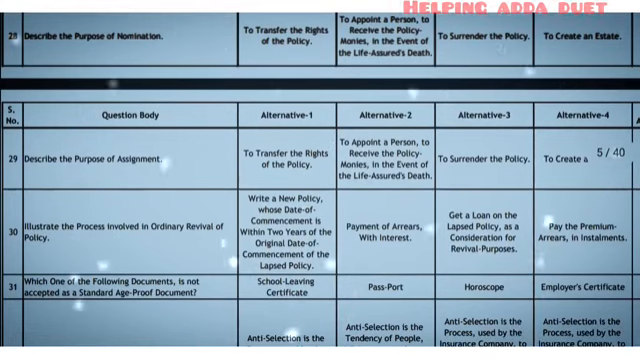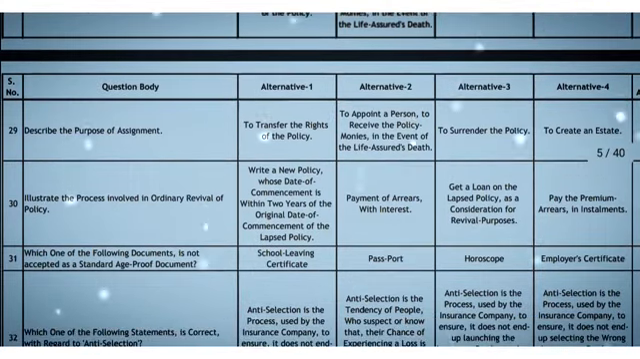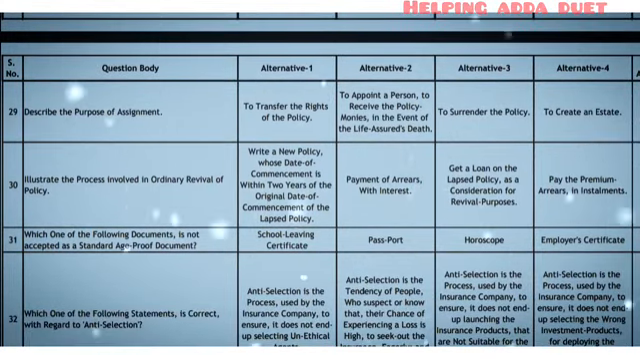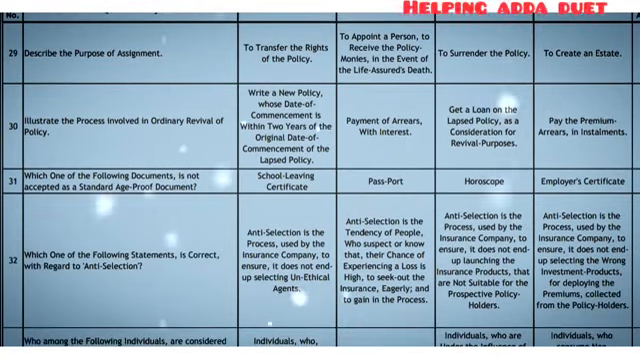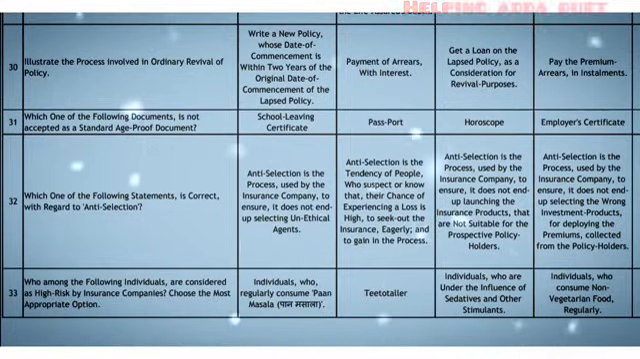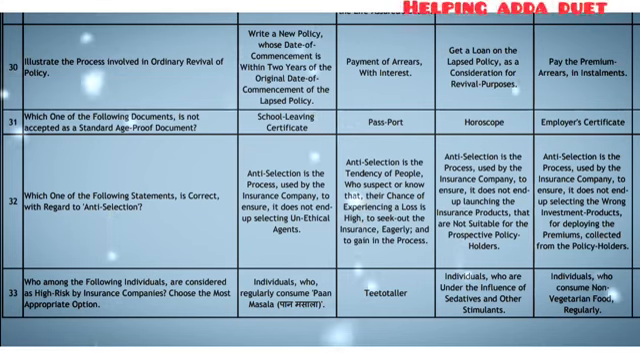Question number 29. Describe the purpose of assignment. So the purpose of assignment is to transfer the right of the policy. Question number 30. Illustrate the process involved in ordinary revival of policy. So the answer is payment of arrears with interest. Question number 31. Which one of the following documents is not accepted as standard age proof document? So horoscope is not accepted as standard age proof document.